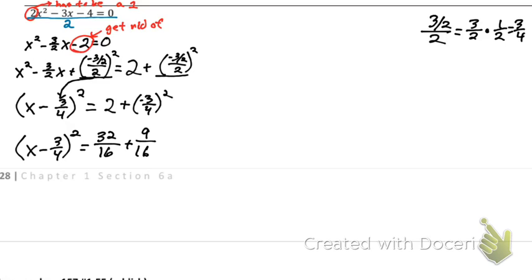Another thing I saw in the test. What's a negative number squared? It's positive. There are several people that missed that. Anytime you square something, it's going to come out as a positive.